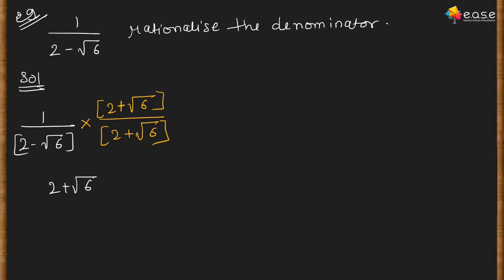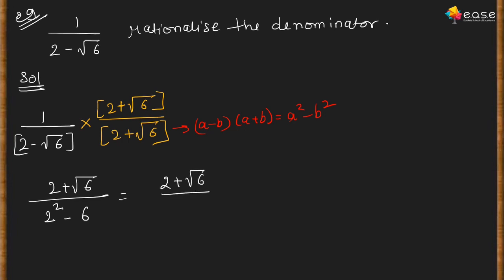In the numerator you will have 2 plus root 6, and in the denominator we will check which formula we are going to use here. We will use a minus b into a plus b, which is equal to a square minus b square. So here you have 2 square minus root 6 squared, which gives 6. That will be 2 plus root 6 divided by 4 minus 6, which gives 2 plus root 6 divided by minus 2.